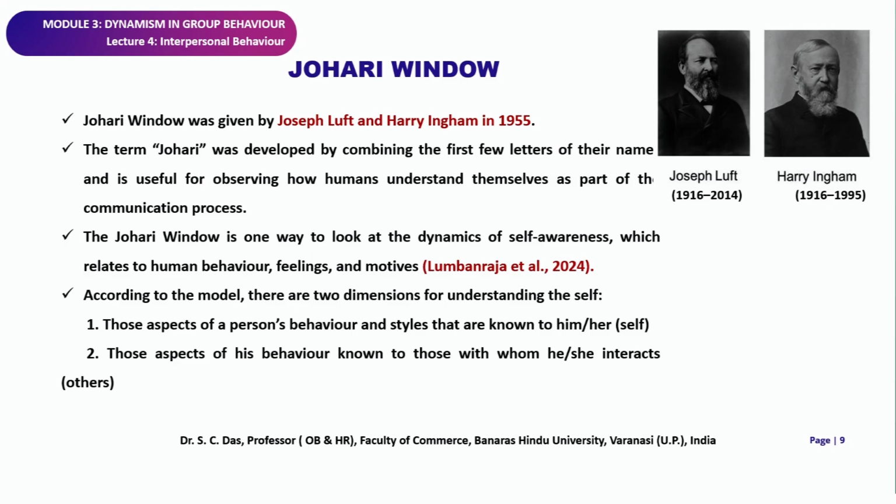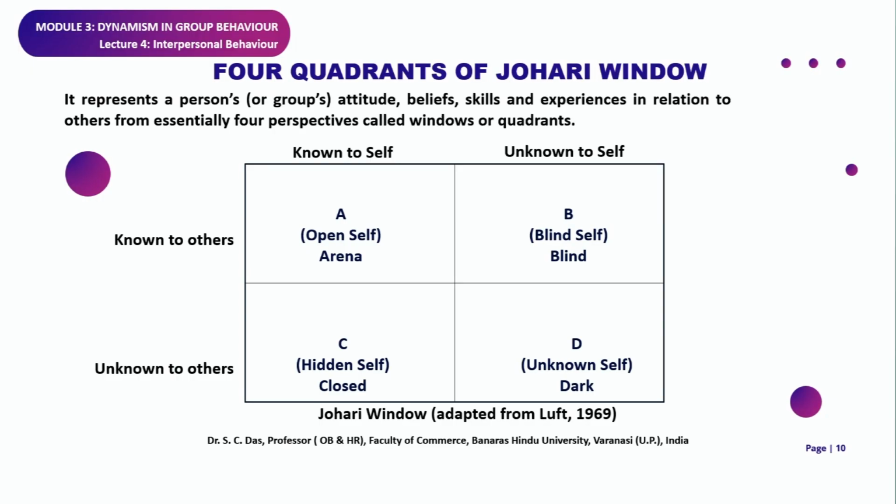Now see what way you can understand what the communication process is. Johari Window is very helpful. It is one way to look at the dynamics of self-awareness, which relates to human behavior, feelings and motives. According to the model, there are two dimensions for understanding the self: the aspect of a person's behavior and styles that are known to him or her, and those aspects of his behavior known to those with whom he or she interacts. There are two different things basically, himself or herself, me and others. To understand the me and others is the basic part of the Johari Window.